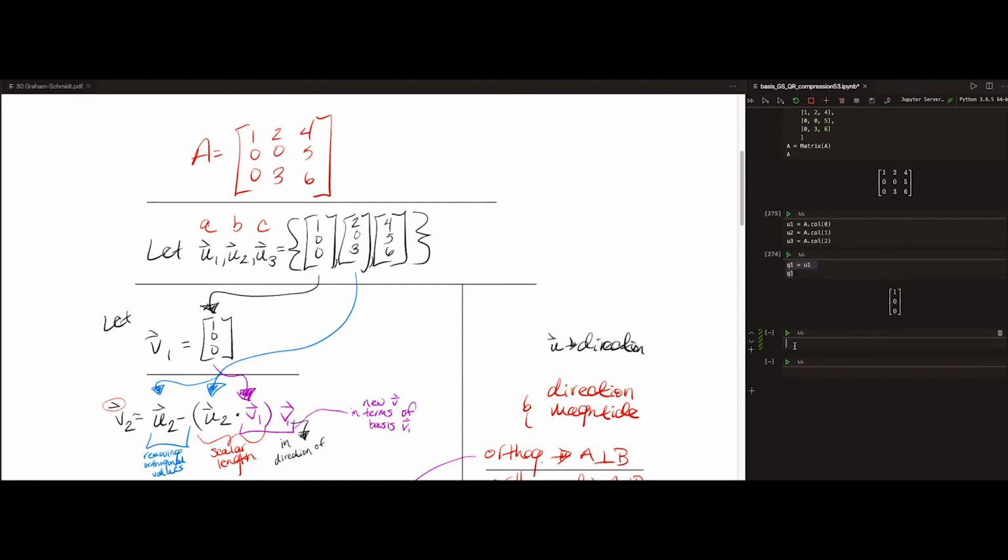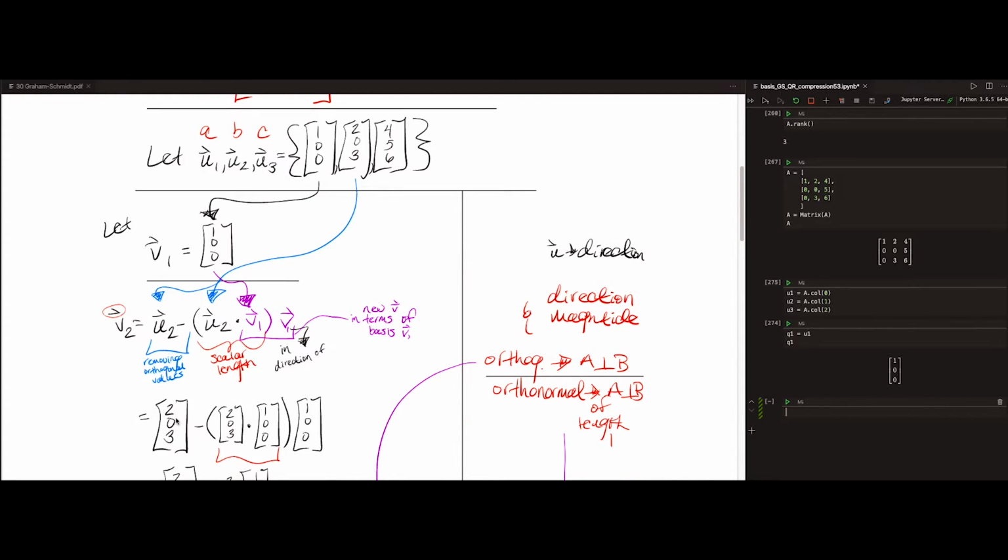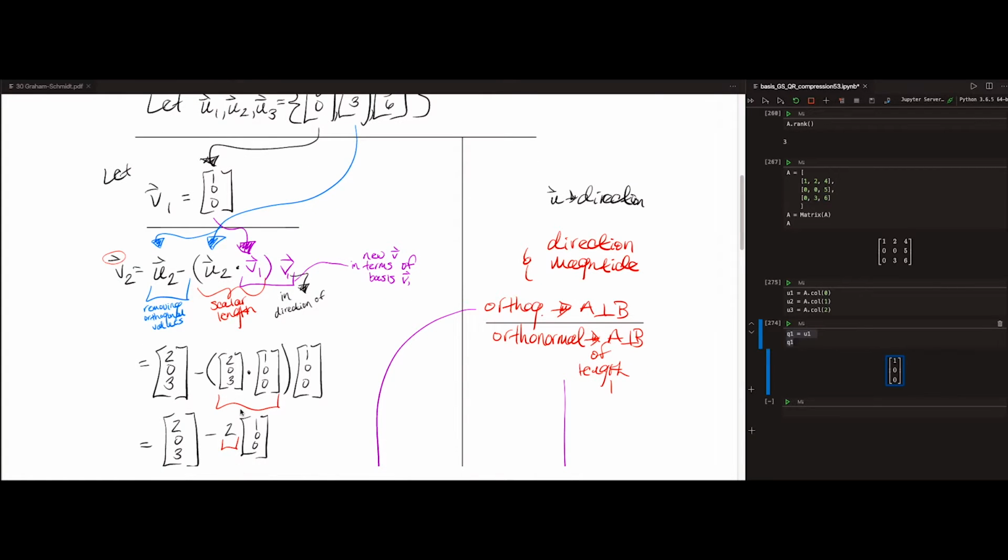And so to subtract this out, just take the dot product of this with this first basis vector, in the direction of this basis vector. So that will give us 2, 0, 3 minus the dot product, which is a magnitude, a length in the direction of V1, which we see right here. And we have this as Q1 over here, just for the record. And we're saying it's Q1 because we're starting this new basis.